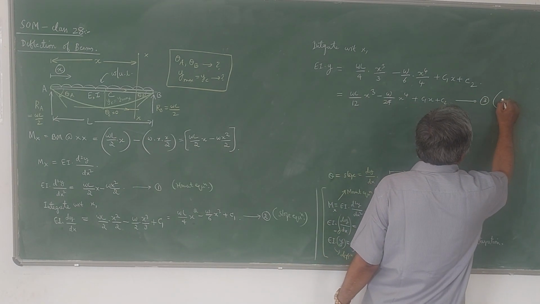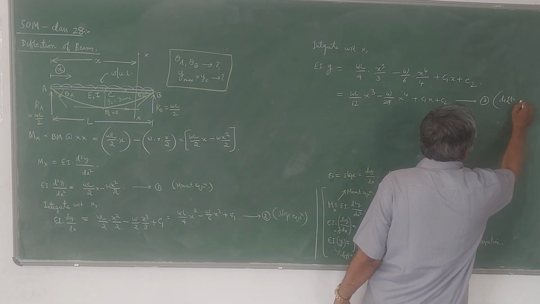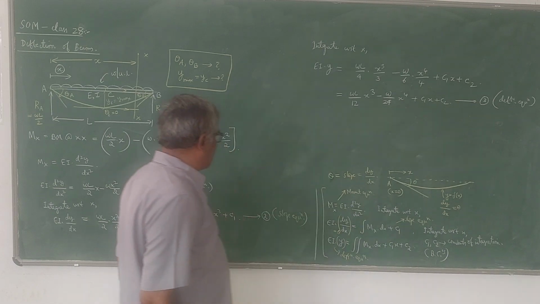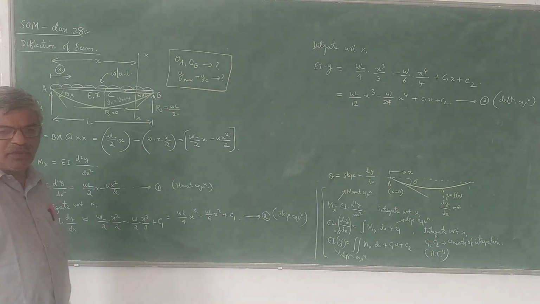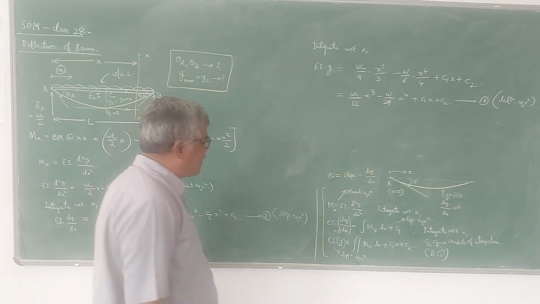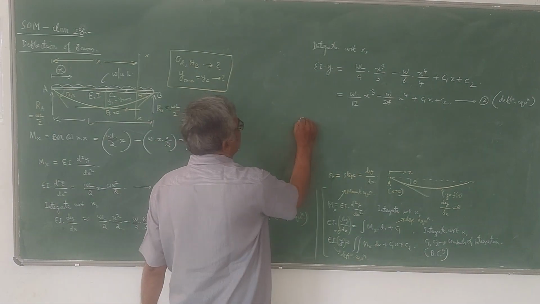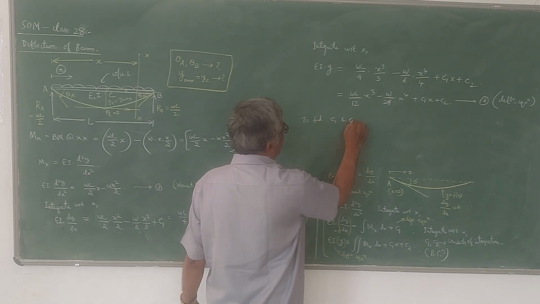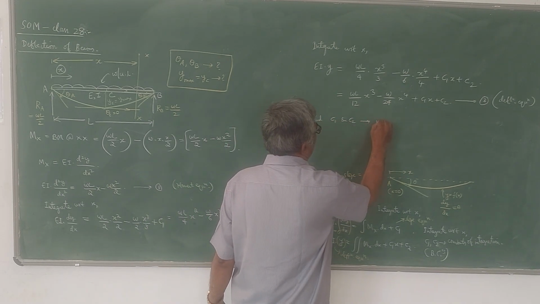This equation is called the deflection equation. So from the moment equation, by integrating we get the slope equation. From the slope equation, by integration we are going to get the deflection equation. Now the next thing is to find the constants of integration, c1 and c2, so we have to use the boundary conditions.